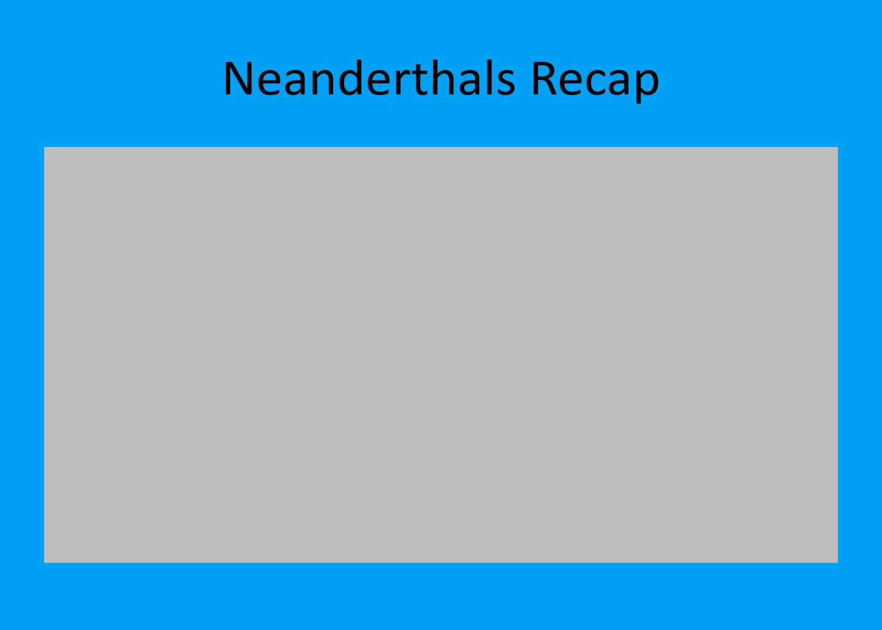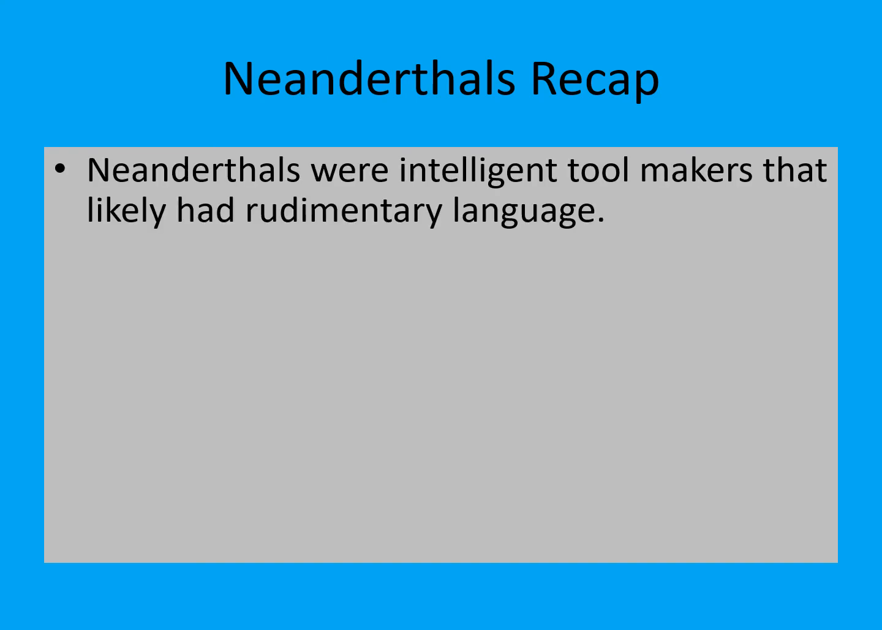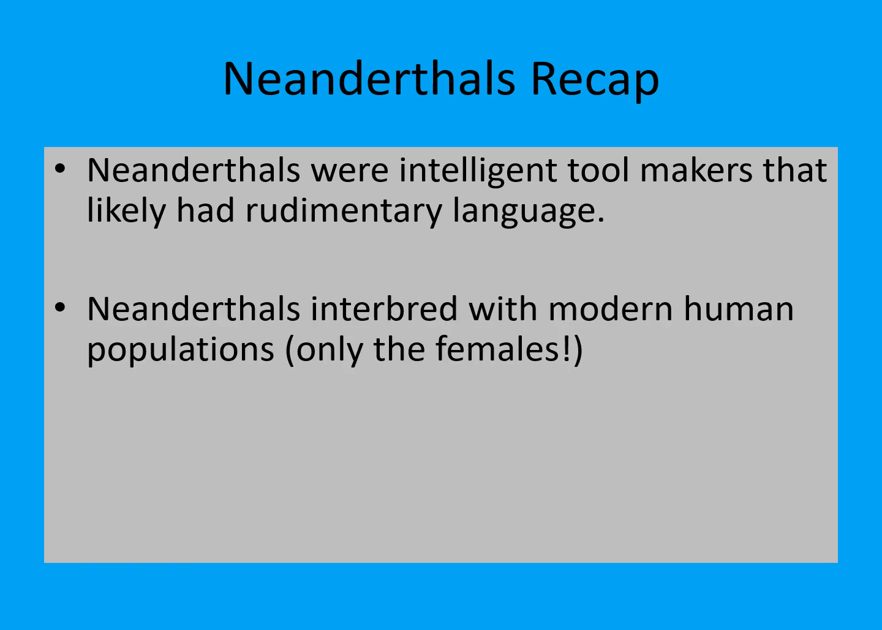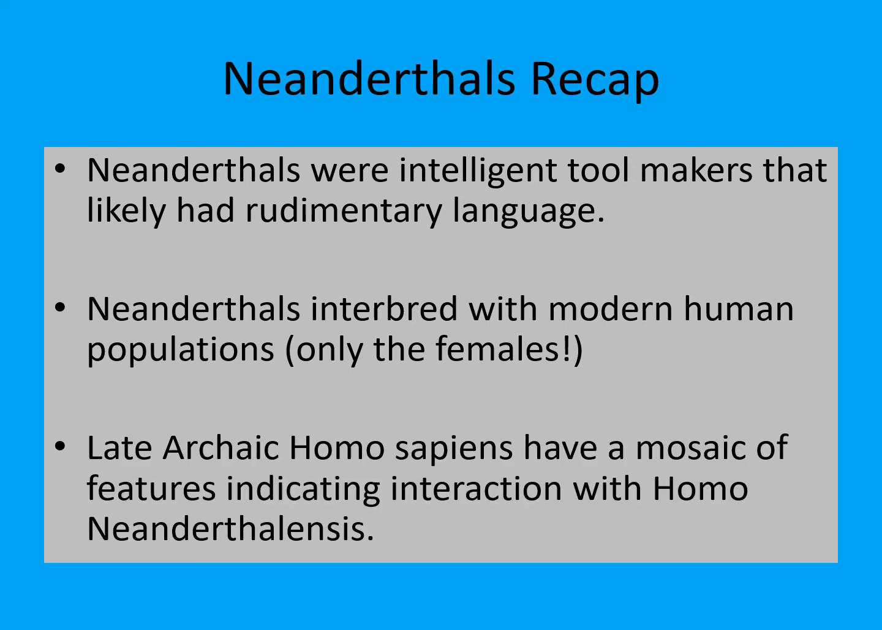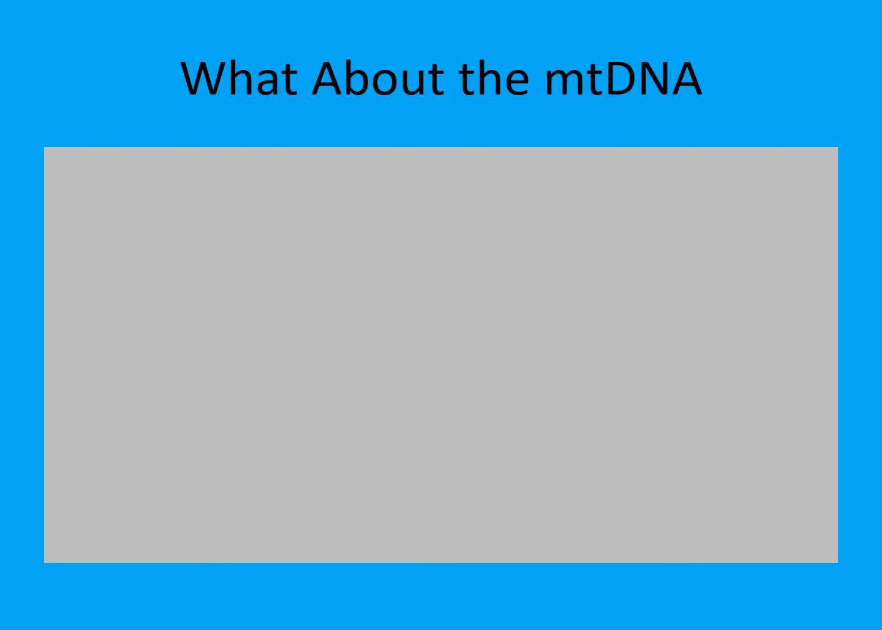So if we recap what we've discussed so far about Neanderthals, they were intelligent tool makers that likely had rudimentary language. Neanderthals interbred with modern human populations, but perhaps only the females because of that DNA desert. Late archaic Homo sapiens have a mosaic of features that indicate interaction with Homo neanderthalensis. So there were definitely a lot of hybridization events occurring, at least in the Middle East and some parts of Eastern Europe.